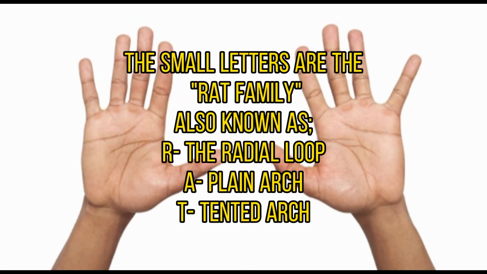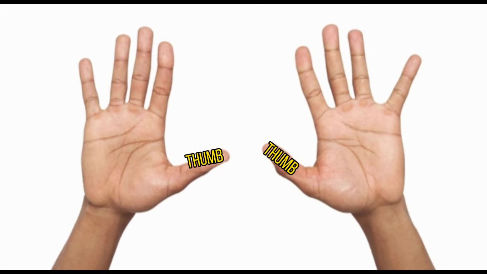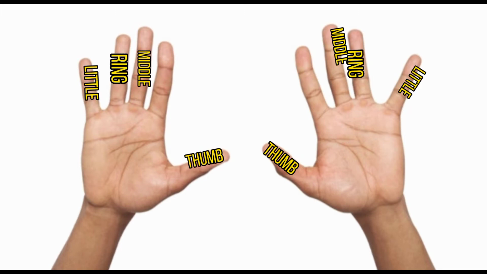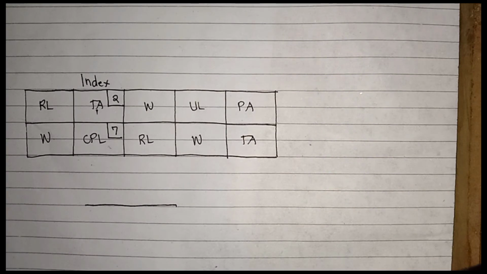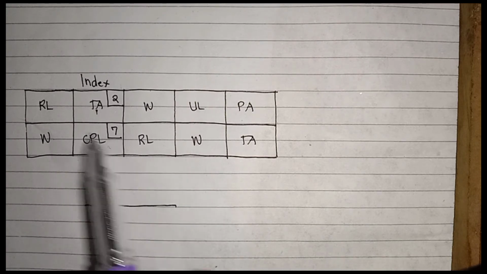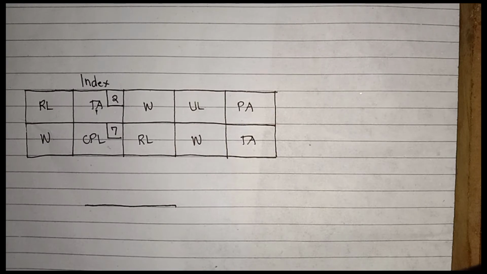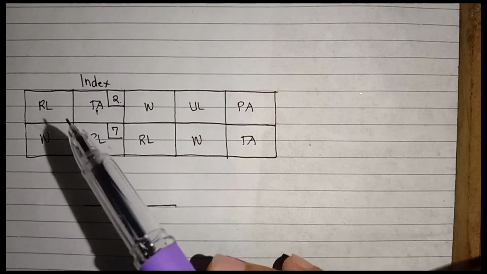The small letters of the rod family, also known as r, is the radial loop, a is the plain arc, and t, the tented arc, that are possibly found in the thumb, middle, ring, and little finger. Summing up, let's locate the capital letters in the index fingers. From the table, the index is in finger 2 and finger 7.